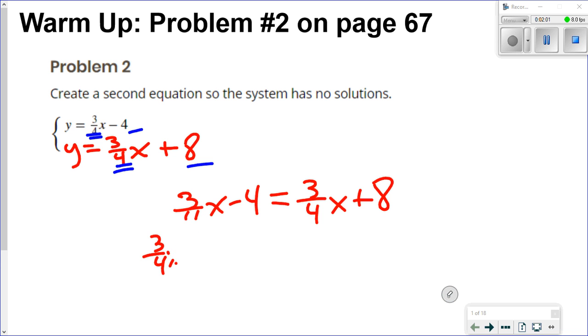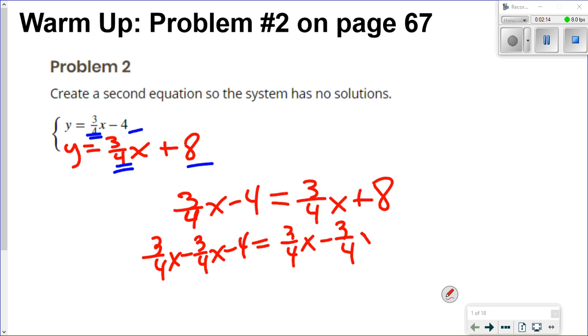Sorry, that should be 3/4 x minus 3/4 x minus 4 equals 3/4 x minus 3/4 x plus 8, because remember, whatever you do to one side of the equation, you must also do to the other. And when I take away 3/4 x from both sides, I get a 0 pair. Notice what I'm left with.